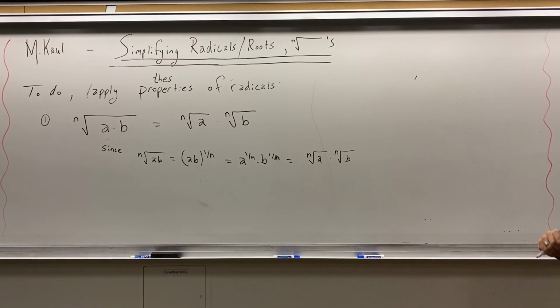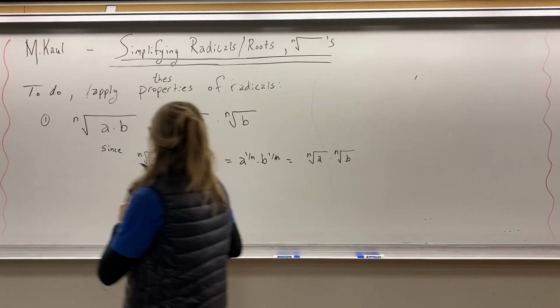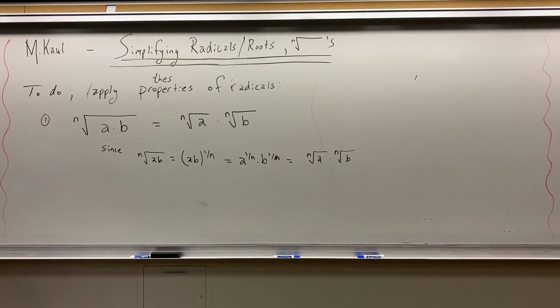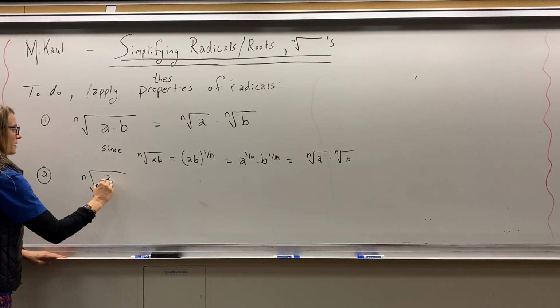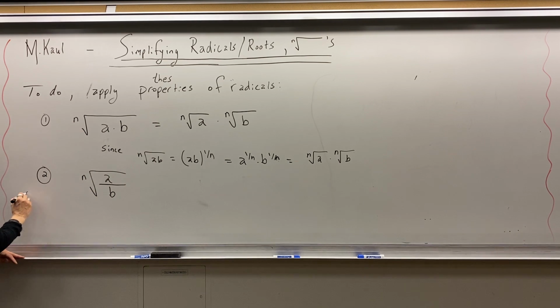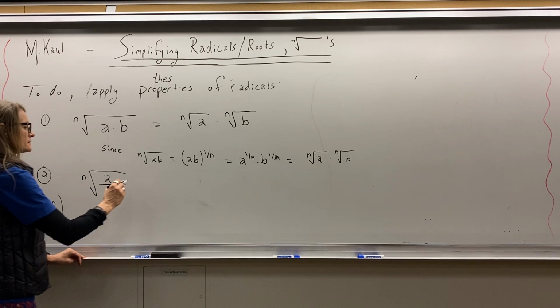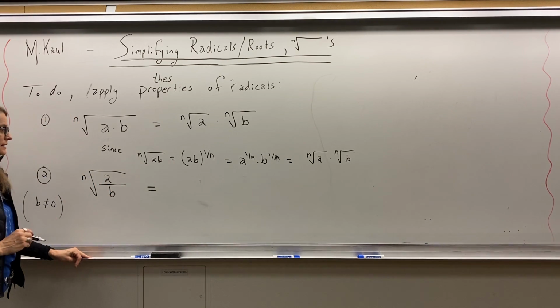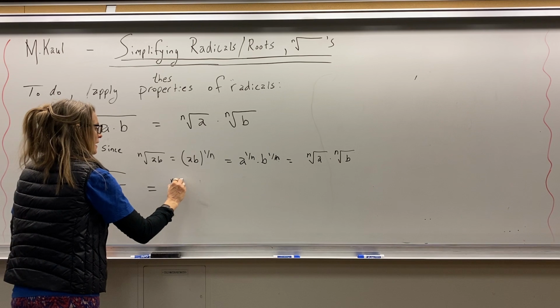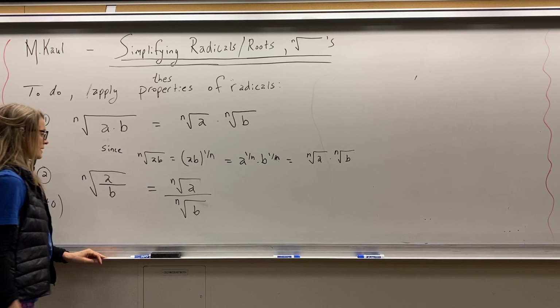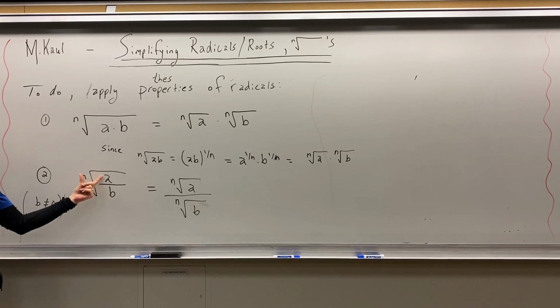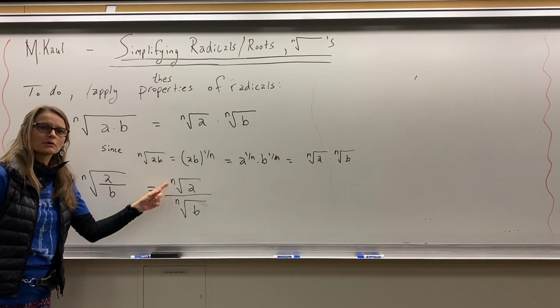Okay. So there is an important property we're going to use and utilize. We'll put actual numbers in there so it might make a little more sense. The second property we want to utilize is the nth root of a over b, and b is not allowed to equal 0 here, is the same thing as saying the nth root of a over the nth root of b. Okay, so we can break this down into individual roots and work with these individual roots and simplify them.